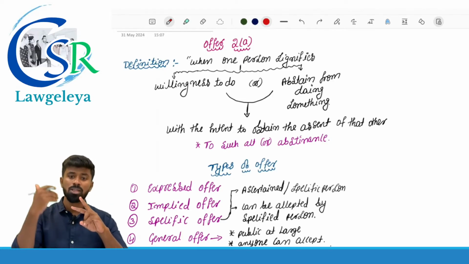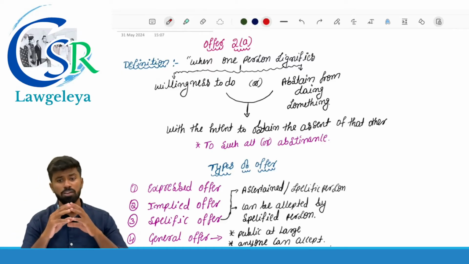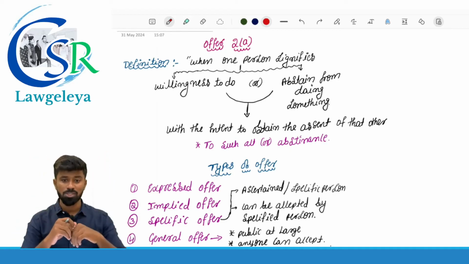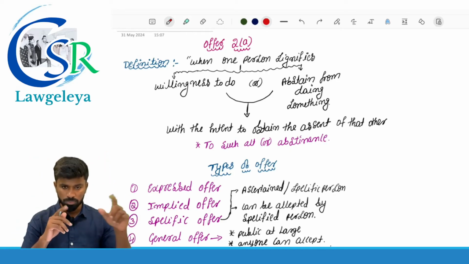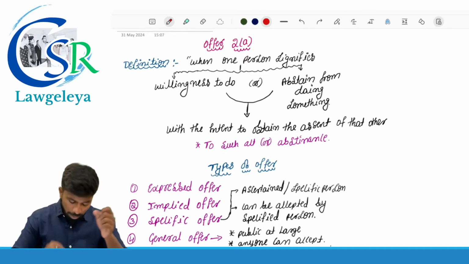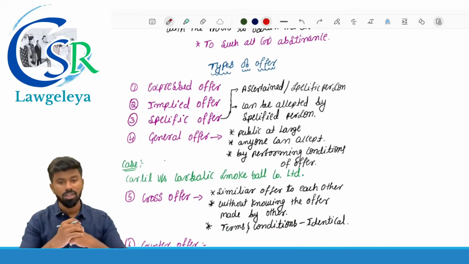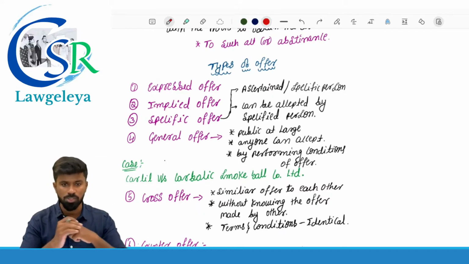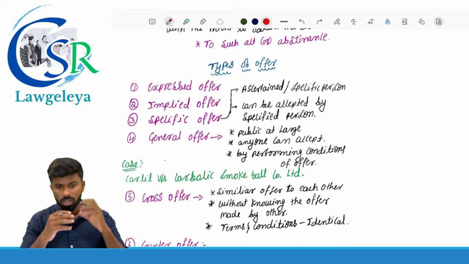He expresses his willingness to do or abstain from doing something with the intent to obtain the assent of that other person to such an act, positive or an abstinence, when he is said to make what? Offer. Types of offer. Offer can be what? Expressed. When the offer is made by using words, it is called as what? Expressed offer. Other than words, implied offer.